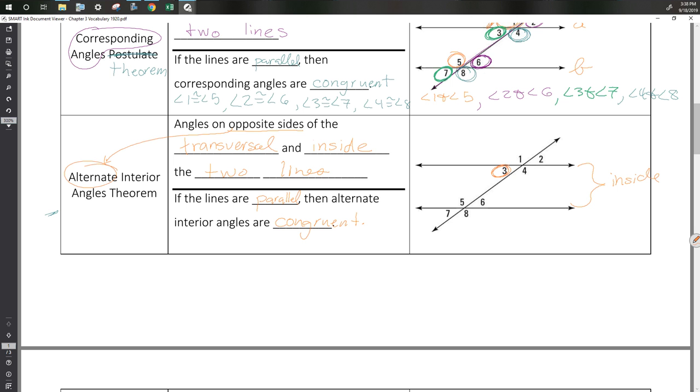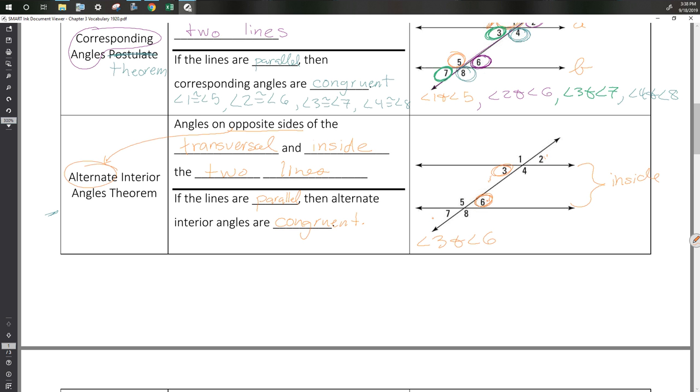So angle 4, although it's inside and it's on the opposite side of the transversal as angle 3, it's in the same angle set, like in the same chunk as angle 3. So I can't choose angle 4. I have to choose either angle 5 or angle 6 because I need your angle pairs. There's always one from the top set of angles and one from the bottom set of angles. So that means I'm going to have angle 3 and angle 6.